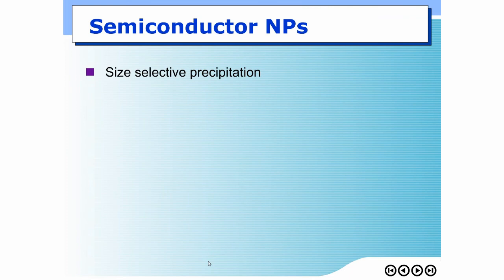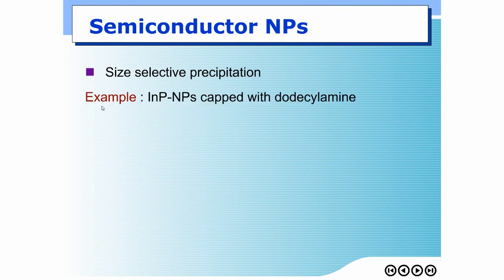Last one is another aspect of size-selective precipitation. The one that I explained earlier is a cycle that was used to eliminate impurities. This one would be the cycle that we use to selectively screen the size. I'm going to use the example of the synthesis of indium phosphide nanoparticles. This indium phosphide is soluble in toluene and insoluble in methanol.